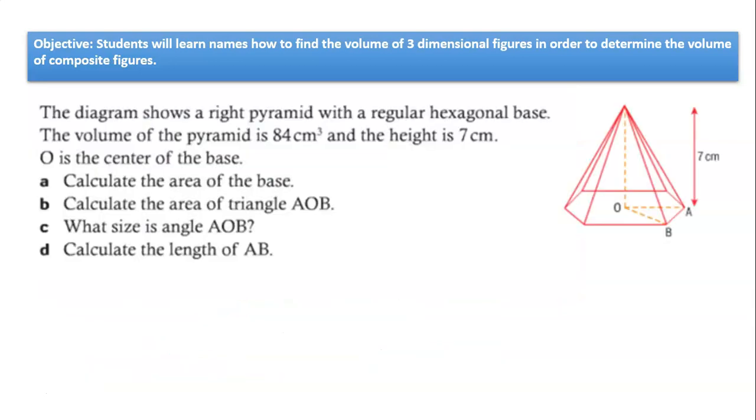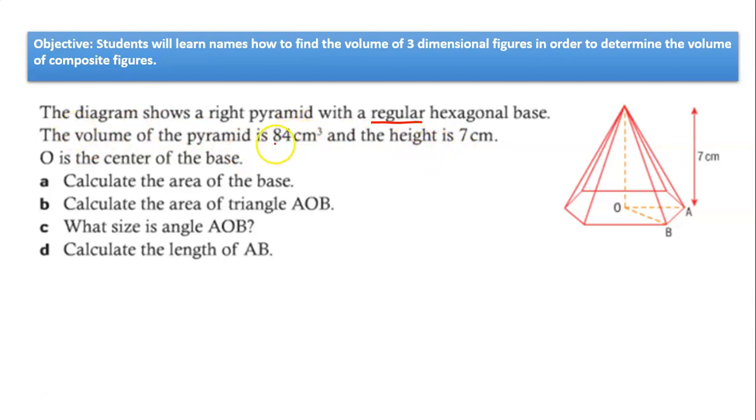So we've got a diagram that shows a right pyramid with a regular hexagonal base. What it means by regular is that for a regular polygon, the side lengths are all the same length and the angles are all the same measure. So keep that in mind as we're working on this. That one word right there is a big clue to help you out. The volume of the pyramid is 84 centimeters cubed and the height is 7 centimeters.